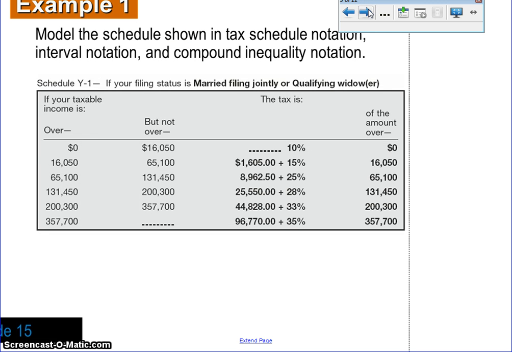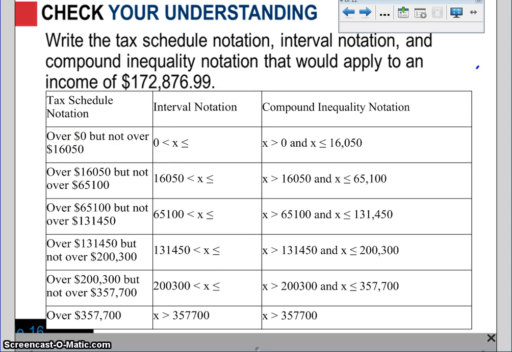So for our first example, it asks us to model the tax equation shown in tax schedule notation, interval notation, and compound inequality notation. For purposes of not having enough room on this page, I've created all three of those here on the next page. Go ahead and press pause at this time, and copy this whole chart, everything from all three columns all the way down to the bottom. Once you're done, press play, and we'll talk a little bit about it.